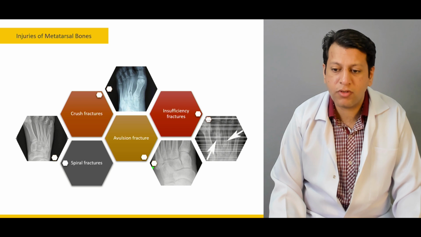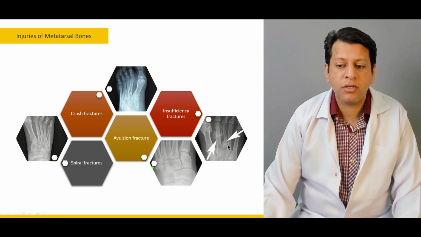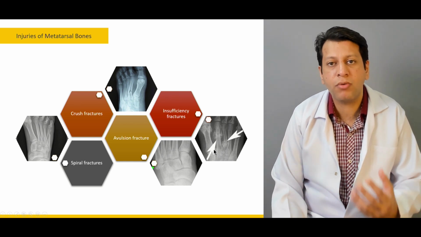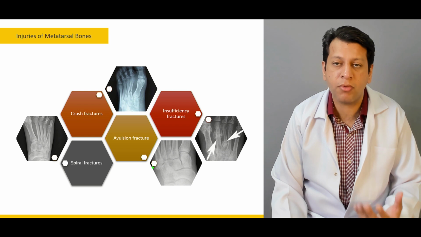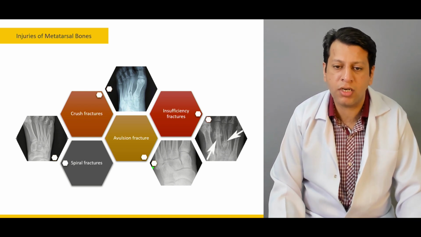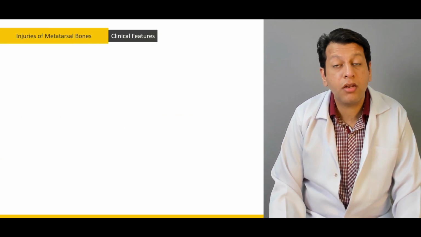And then there are insufficiency fractures, for example, which may occur due to stress, or in patients who have a problem with their immune systems, for example, or bony diseases such as osteoarthritis or rheumatoid arthritis as well.